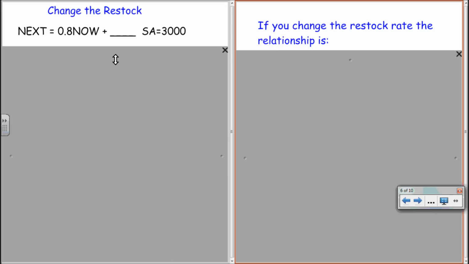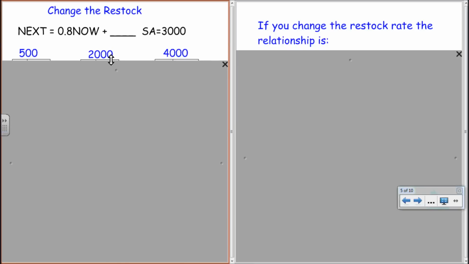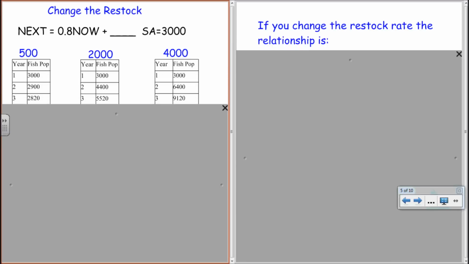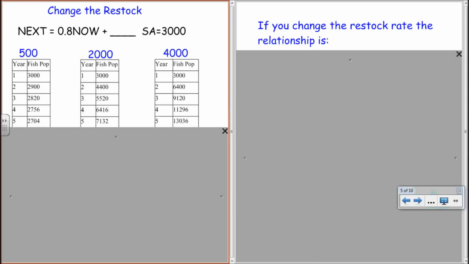So some values that I picked: before I was adding 1,000 fish, now I'm going to add 500 fish, maybe 2,000 and 4,000. So let's look at the table of values for those. Start at the same spot, start at 3,000. There's year 2, year 3, year 4, and year 5.